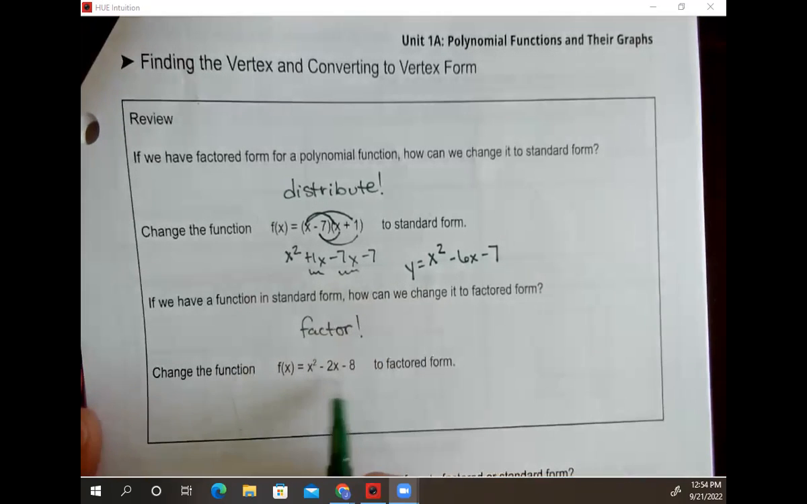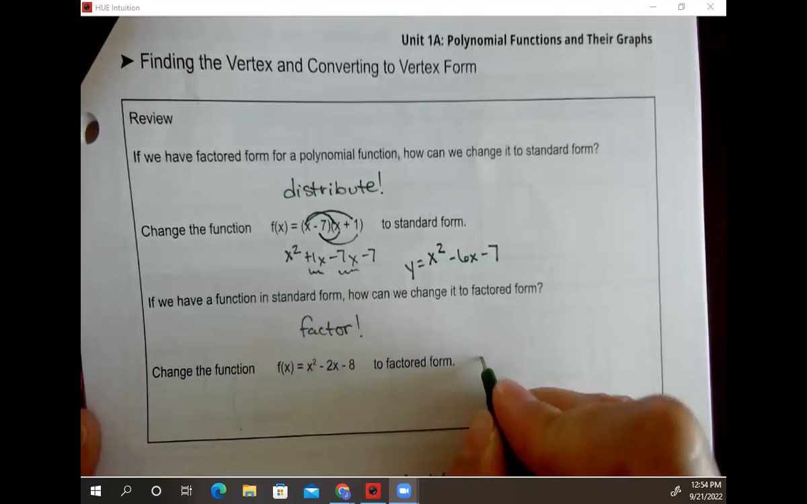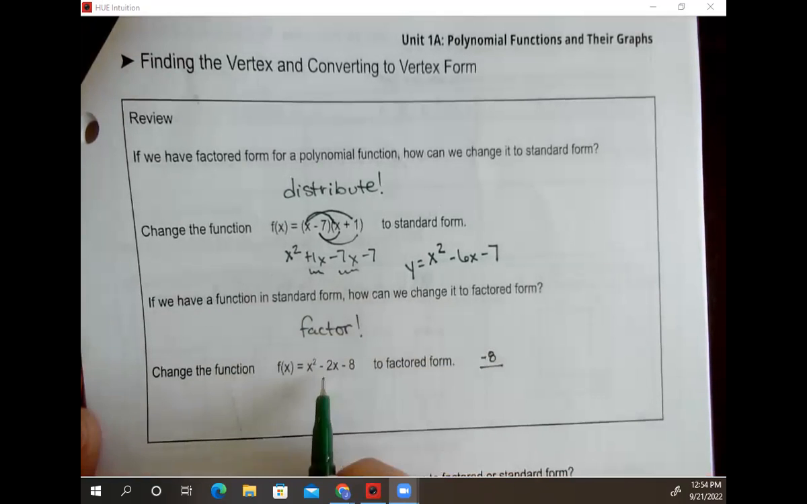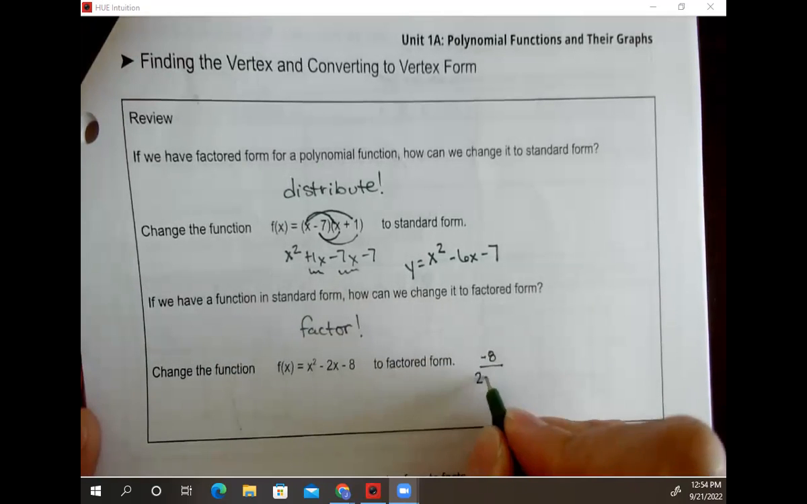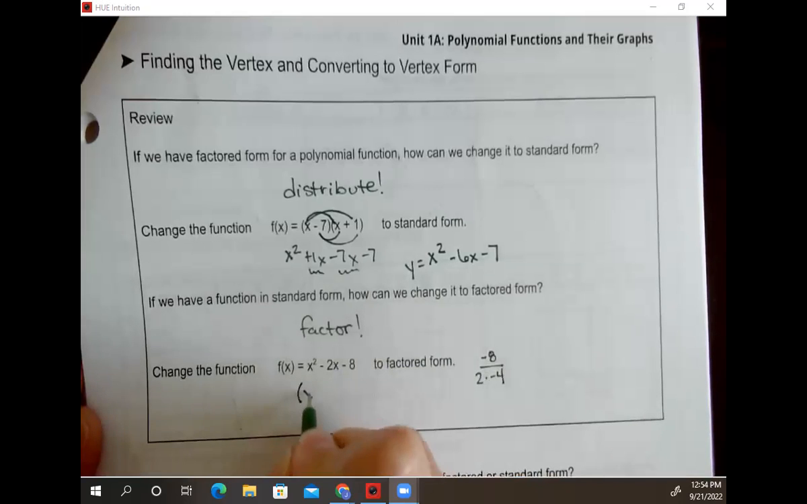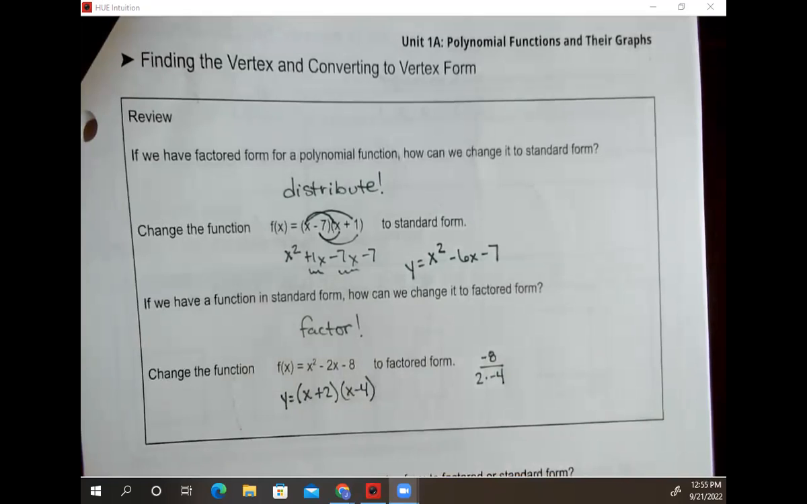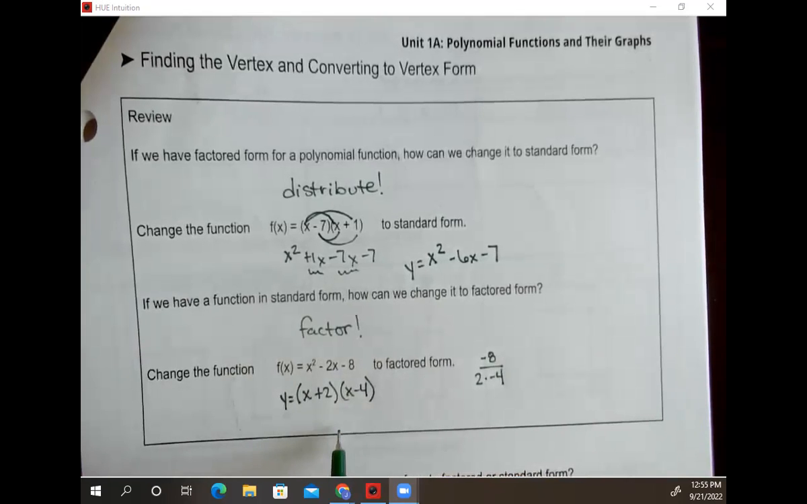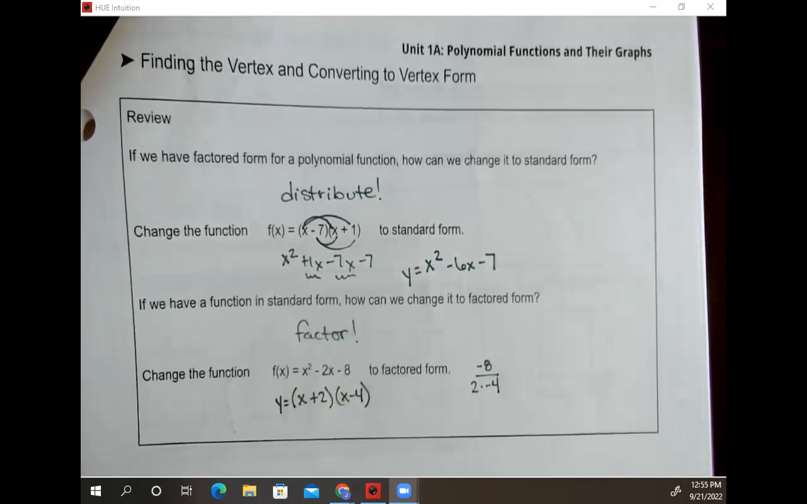So we've got a function here in standard form. I would start by looking for a GCF, which we don't have here. Since my lead coefficient is just 1, I'm going to use guess and check. So I'm going to look for factors of -8 that add to -2. That would be 2 times -4. So my factored form would be x plus 2 times x minus 4. And there's factored form for my function. What does factored form tell us? The x-intercepts, what are the x-intercepts for this function? -2 and +4.